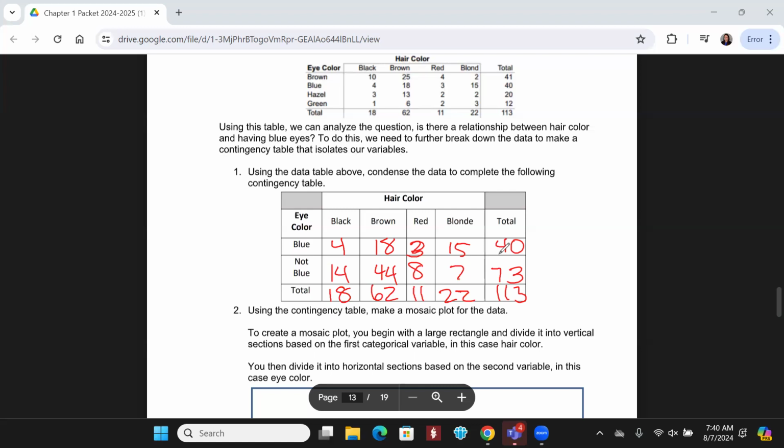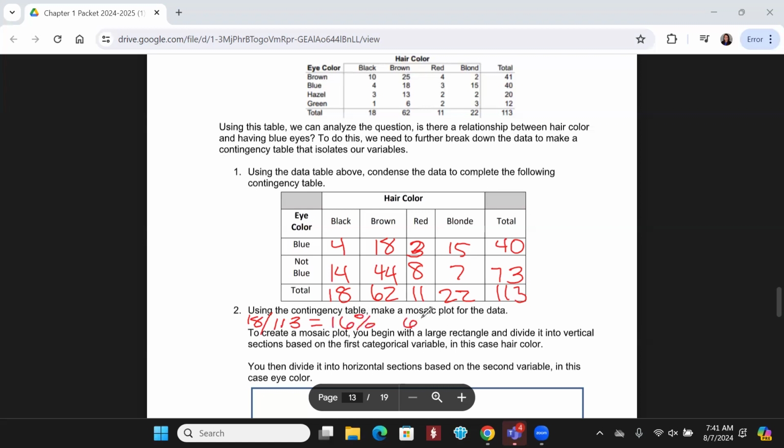Okay. So what you want to do first is you want to find those percentages first. Okay. So how much black hair out of the total? So if we did 18 out of 113, how much is that? It's okay to grab a calculator. Okay. So we're going to say roughly 16%, right?